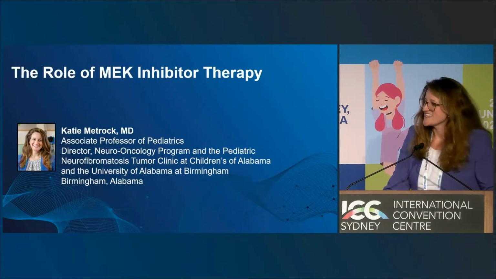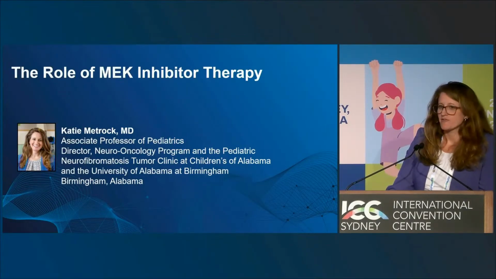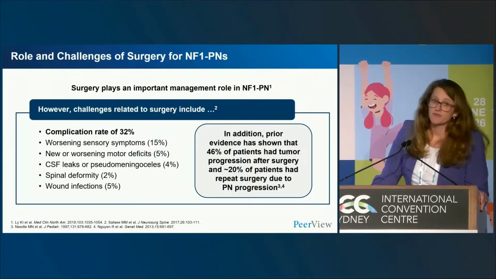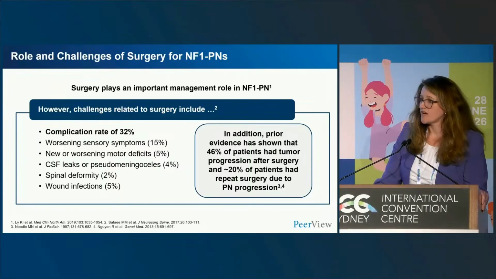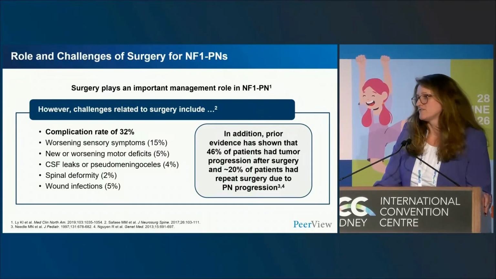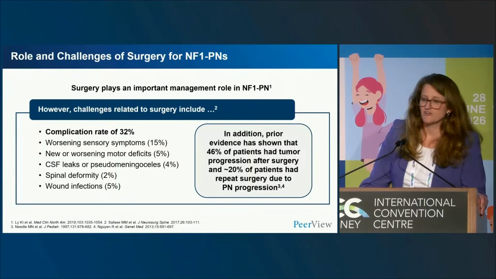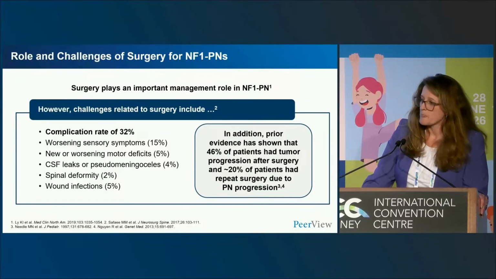Hi, everyone. Thank you for having us. Okay, so the role of MEK inhibitor therapy for these patients. Plexiform neurofibromas, as we know, are very challenging tumors. They can present anywhere in the body and can have any kind of effect on the surrounding nerves. And so every patient is their own unique case.